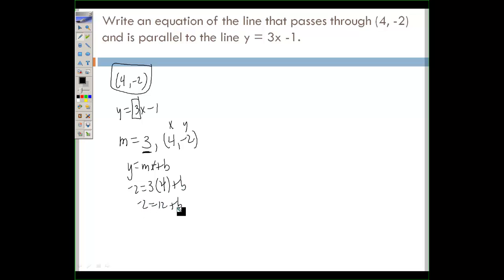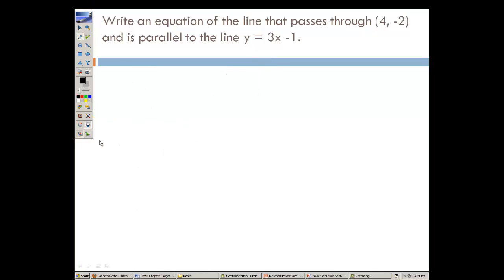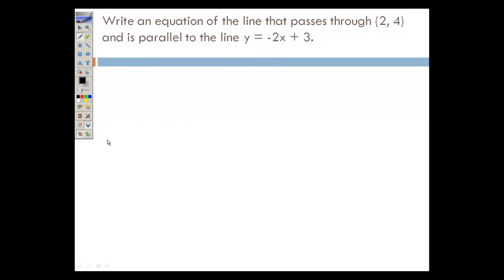-2 = 12 + b. If we add 12, we know that 10 = b. And we know that the slope has to be equal to the given line. So our final answer would be y = 3x + 10. This line and this line will be parallel, and this line will go through the point (4, -2). We've done what they've asked us to do.